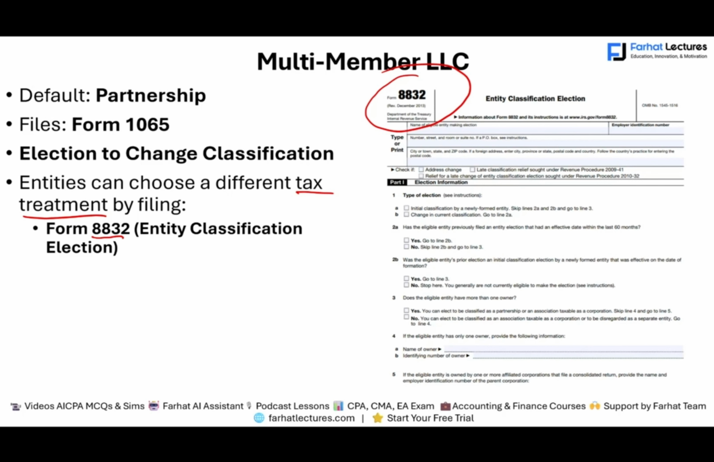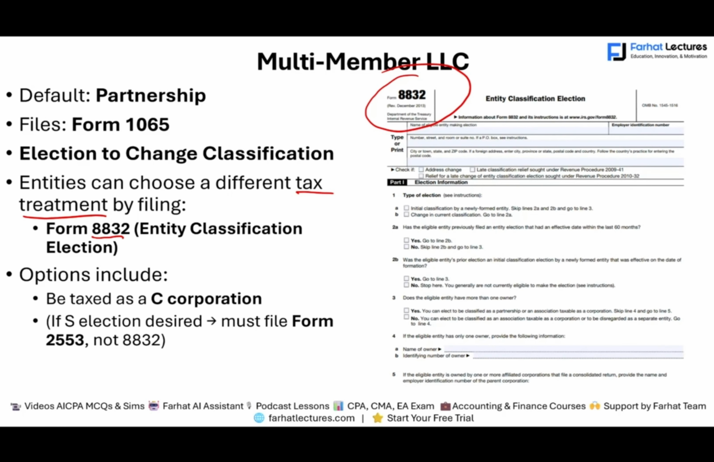And you can be taxed either as an S or as a C corporation. If an S election is made, you must file Form 2553, not 8832, whether you want to be treated as an S or a C.